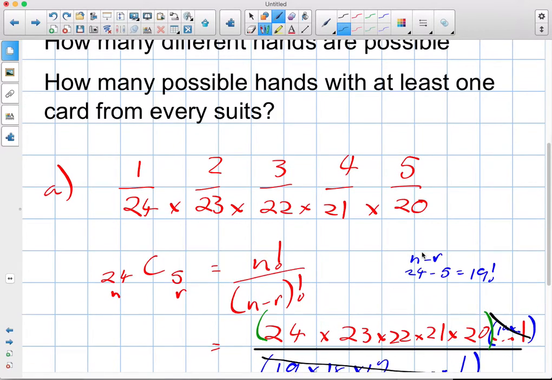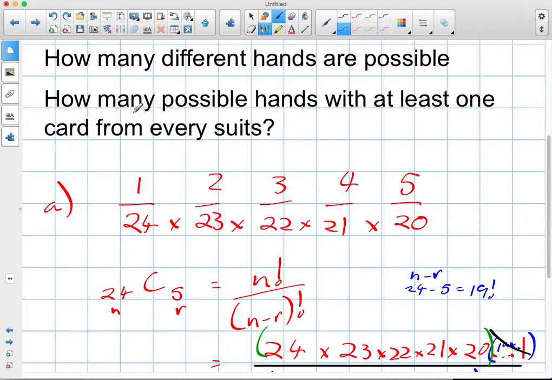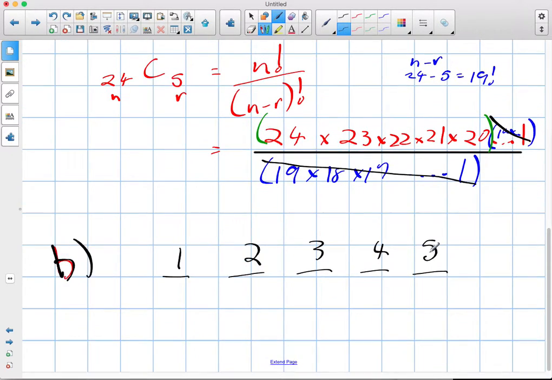We said we wanted at least one from every suit, so we have to figure out how many cards there are in every suit. We know there are 24 cards, and we assume it's a normal deck of cards, so there are 4 different suits. Essentially, we're splitting these into groups of 4. When we divide by 4, we end up with 6 cards in every suit. This is where it's similar to the fundamental counting principle. Let's say we need one that is a heart. Well, we have 6 hearts to choose from.